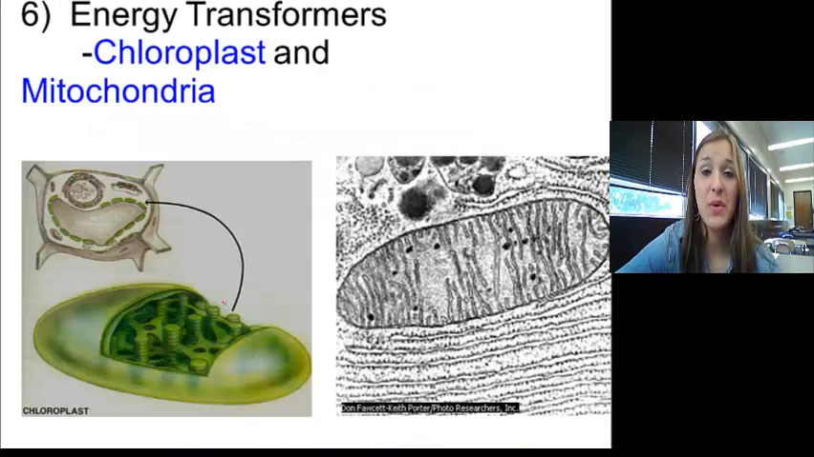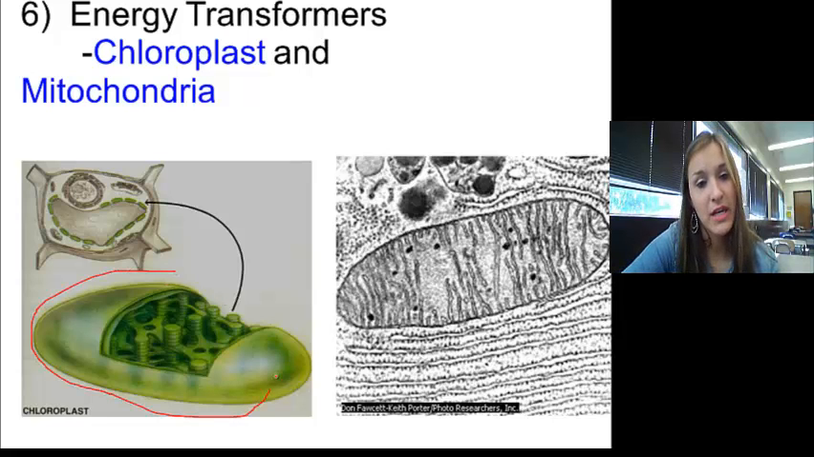And we also have things that are going to make energy for our cells. We have chloroplasts and we have mitochondria. Now, chloroplasts are these guys right here. These are found in plant cells and not us, because chloroplasts are what make a plant green. They allow the energy from the sun to be absorbed and transformed into sugar. We can't make sugar, we have to eat it. So we don't have chloroplasts.